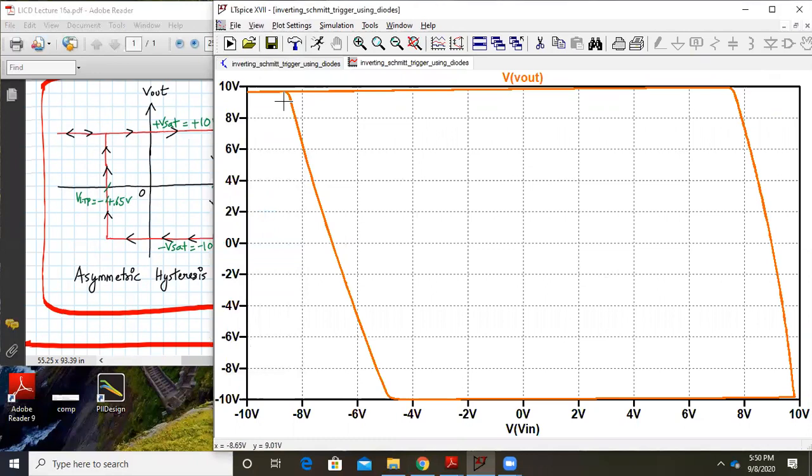In reality, to change any voltage from plus 10 to minus 10, it will take a finite time, even for the comparator at its highest speed. Only thing is, it won't be a vertically straight line. It will be a slant like this.